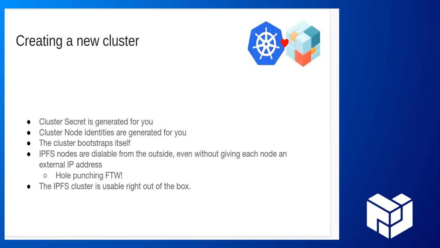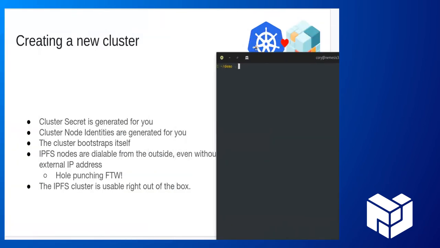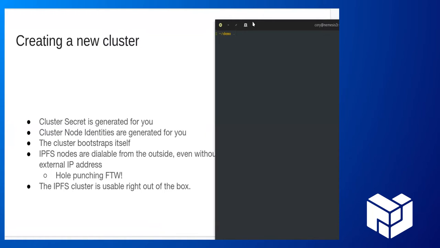I want to start off by just showing you how it's used. I just want to show you how to create a cluster. I'll circle back to this and you'll see what happened. But this is the cluster creation process: kubectl apply -f, and we just give it a file. And boom. Has creating an IPFS cluster ever been easier than this? It's basically done. Actually, the operator is still working in the background.